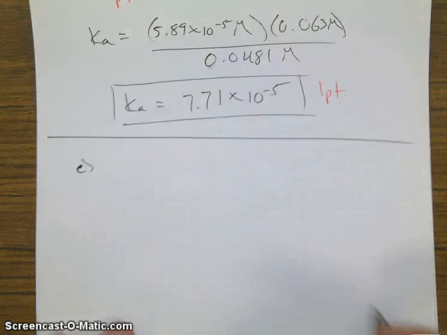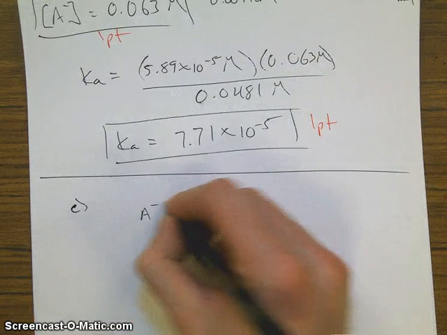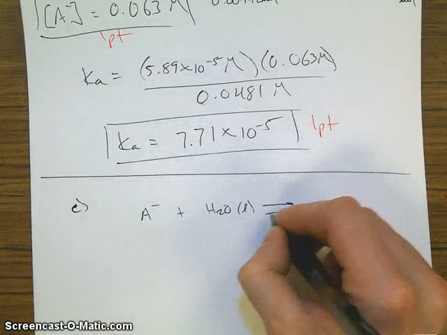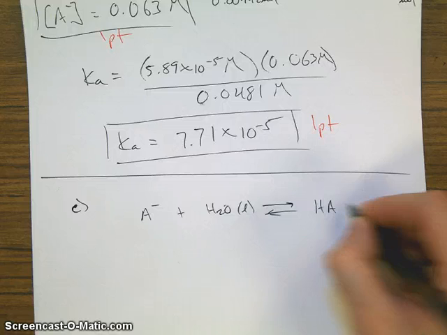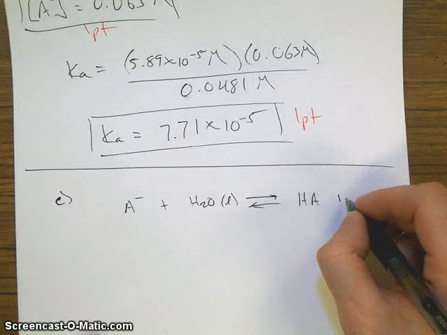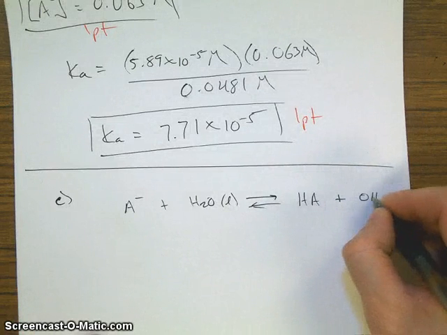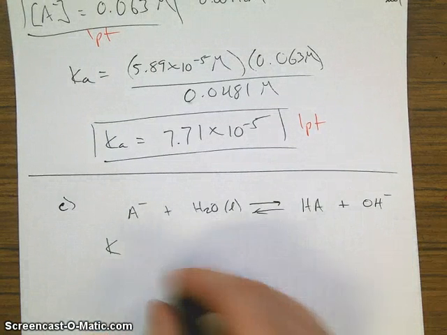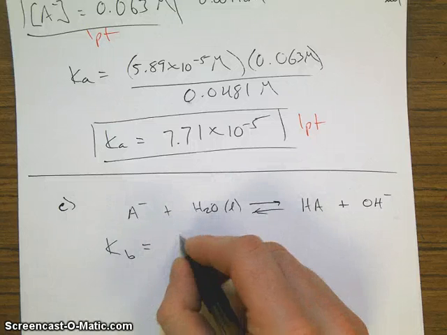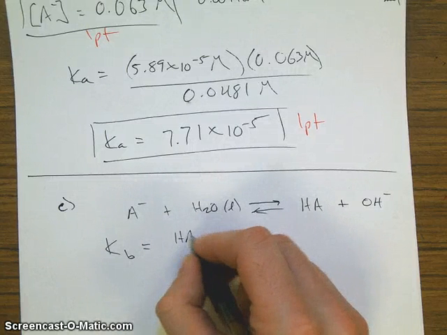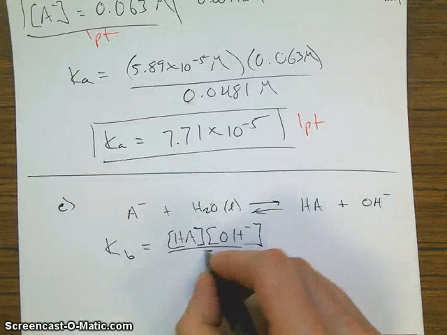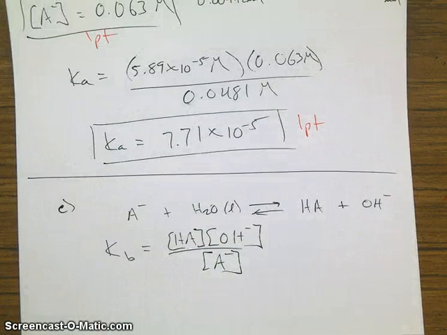All right, so the A- that we have can react with water, that's liquid, and form HA and OH-. So if we were going to write this out, it wouldn't be Ka because we're producing hydroxide, it would be Kb, and it would be HA times OH- over A-. So we need to figure out Kb.